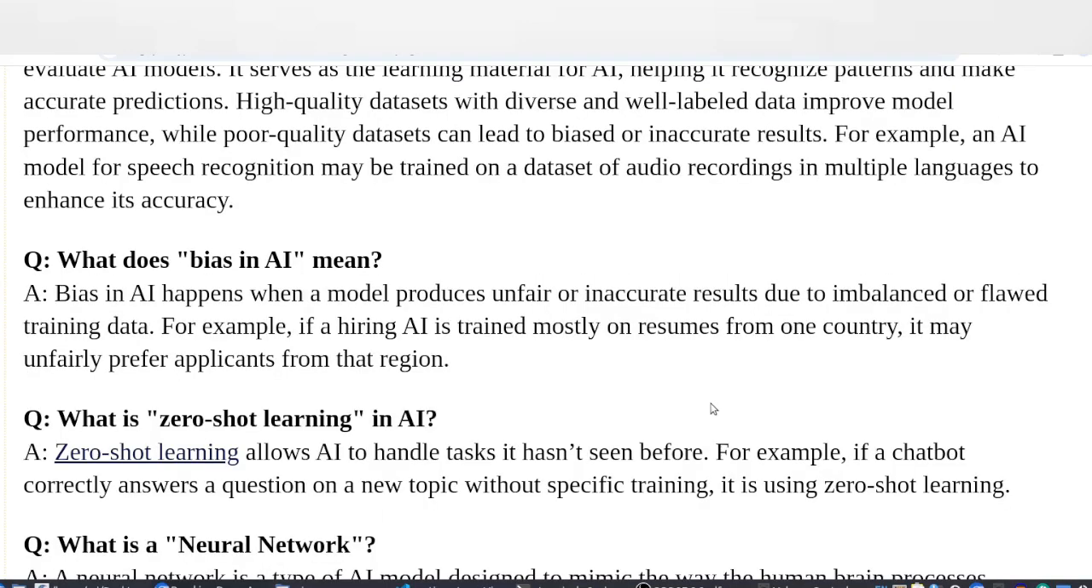Next question is, what does bias in AI mean? Bias in AI is a very key topic because the AI model is trained with data, right? But if the data has some incorrect information, the functionality of the AI model will not be correct. So if there are any issues with the data, it will be reflected in the model's performance. That is called bias.